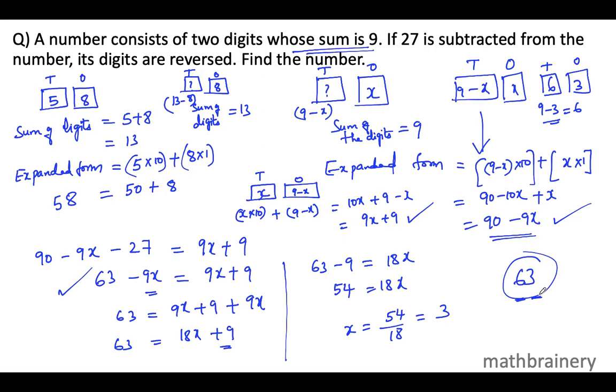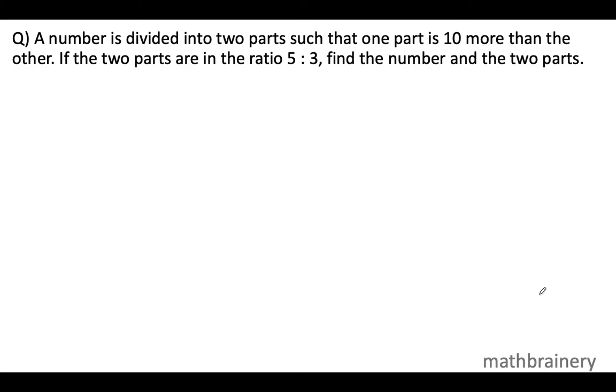Alright, let's look at the next question. A number is divided into two parts such that one part is 10 more than the other. If the two parts are in the ratio 5:3, find the number and the two parts. So we have a number. This is divided into two parts such that these two parts are in the ratio 5:3. So I can assume the two parts of the number as 5x and 3x for the same value of x. Because they are in the ratio 5:3, I can assume the two parts as 5x and 3x.